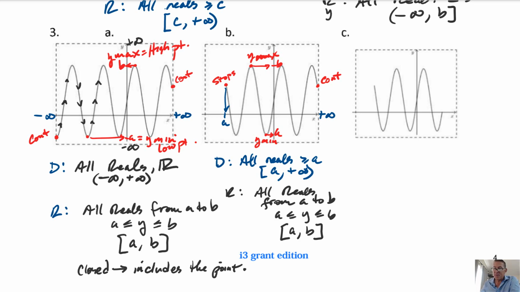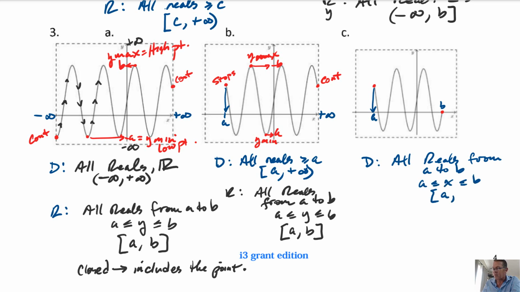Now the third graph is different than the previous two. I have a starting point here, and I have an ending point here. So the domain is different than the previous domain. If we start the x values at A and stop them at B, then the domain here is all reals from A to B. Or you can say A is less than or equal to X, less than or equal to B, or you can just simply use interval notation, closed from A to B.